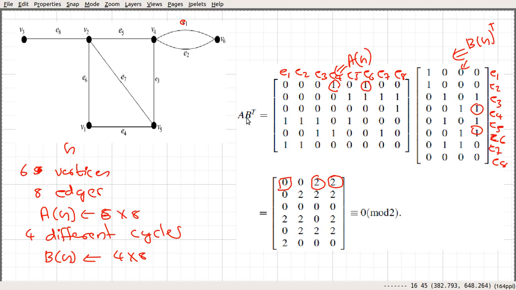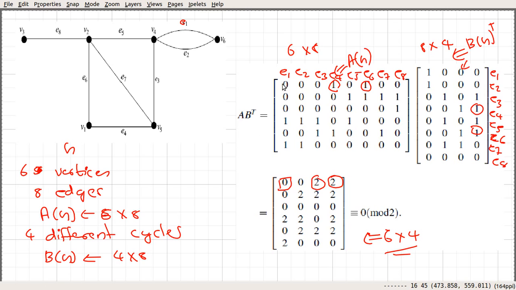Okay, and here this is a 6 by 8 matrix and this is an 8 by 4 matrix. Okay, so we can very easily see that the order of this matrix is 6 by 4. So you will get a 6 by 4 matrix whose entries will be something like this. And here if you take this modulo 2, you will get a whole 0 matrix. So 2 mod 2 is 0, 2 mod 2 is 0, so you will get a 6 by 4 matrix where all the entries are equal to 0.